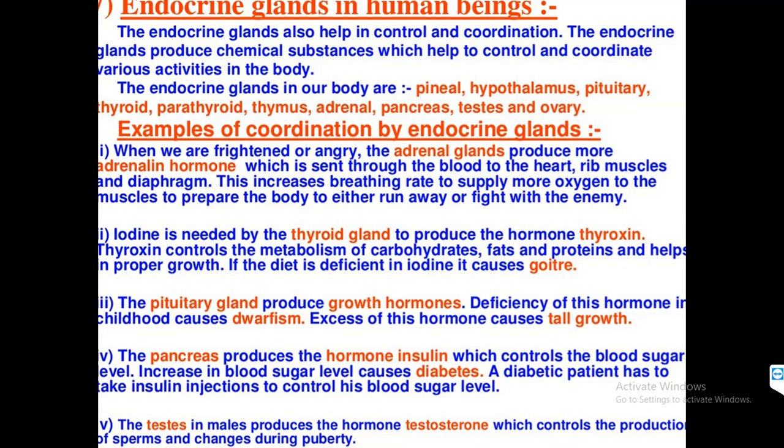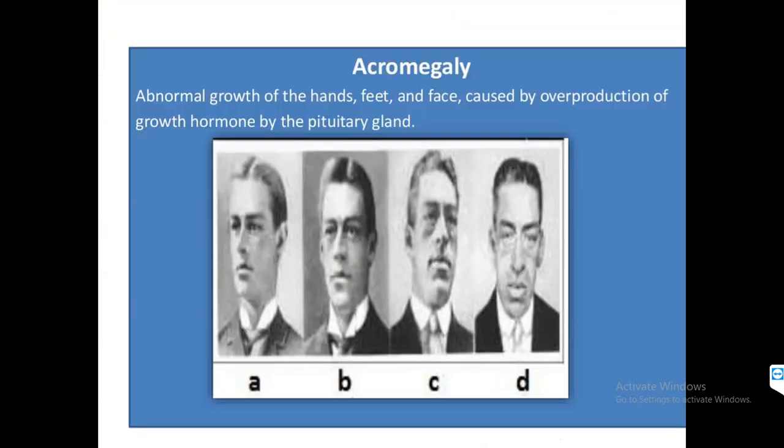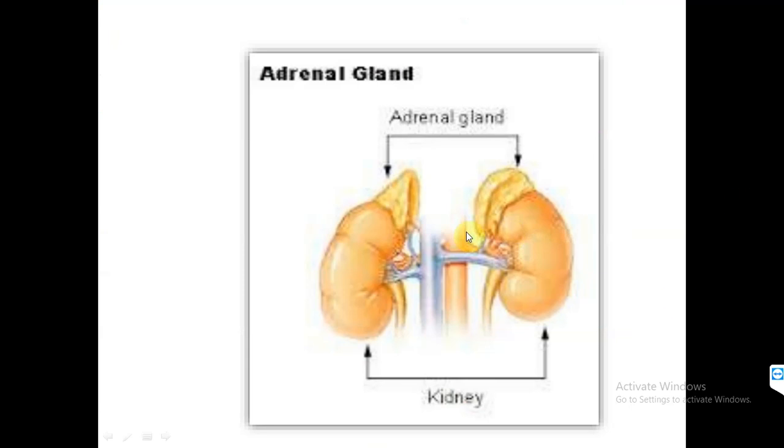Now comes the other gland, the adrenal gland. The adrenal gland is situated in the interior part of the kidneys. Here it is located, the adrenal gland in the interior part of the kidneys. These are the kidneys, and here it is located, the adrenal gland. It is divided into two parts. The outer one is called the cortex, and the inner one, the medulla.